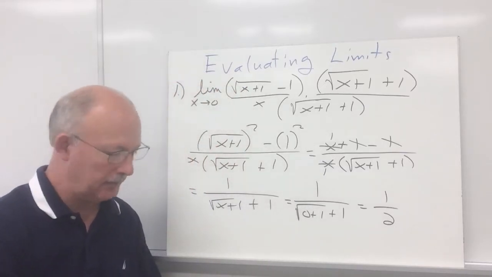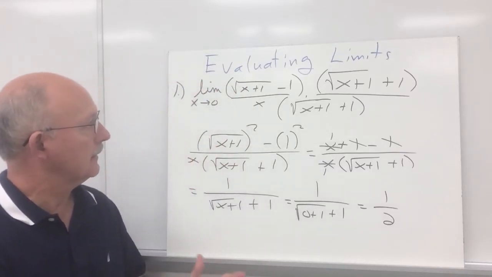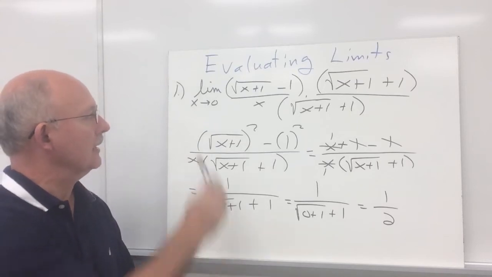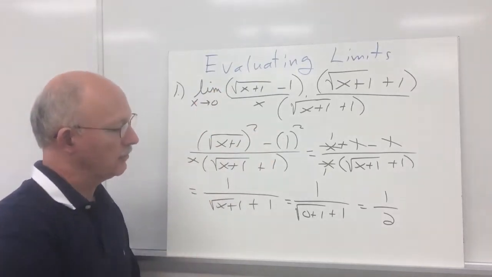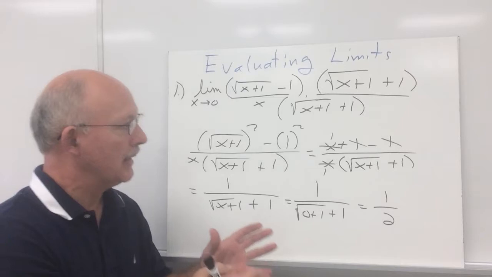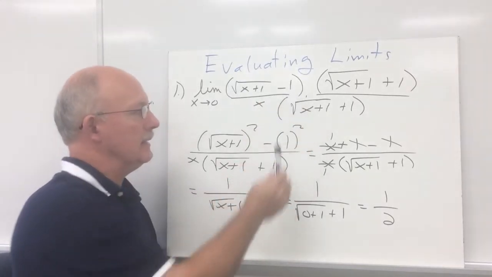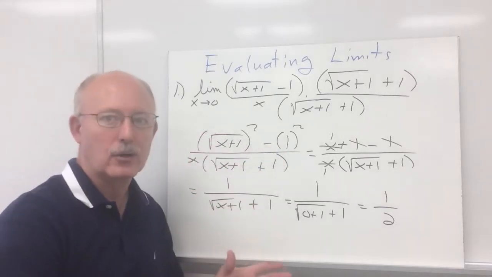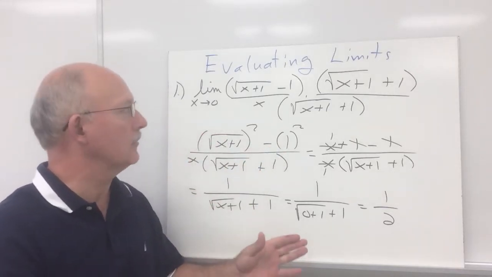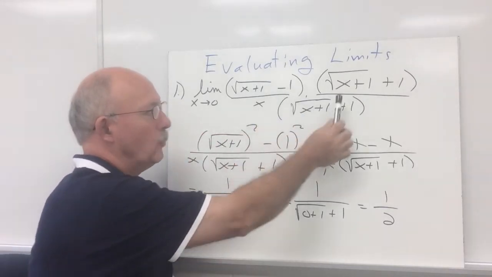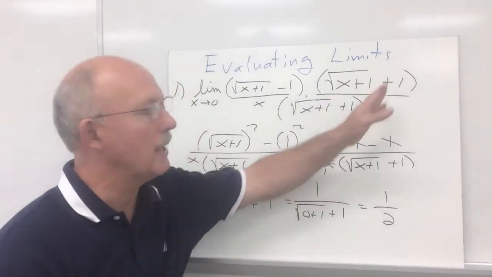So as we get this particular problem finished, this is it. The limit as x approaches 0 of this expression is 1/2. Remember, you're always going to start off by multiplying the binomial with the radical by its conjugate. So you've got the square root of x plus 1 minus 1, so you're going to multiply by the square root of x plus 1 plus 1.